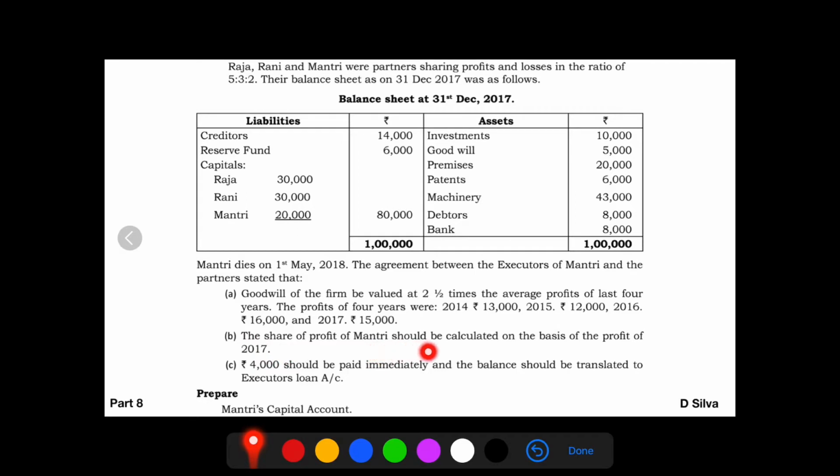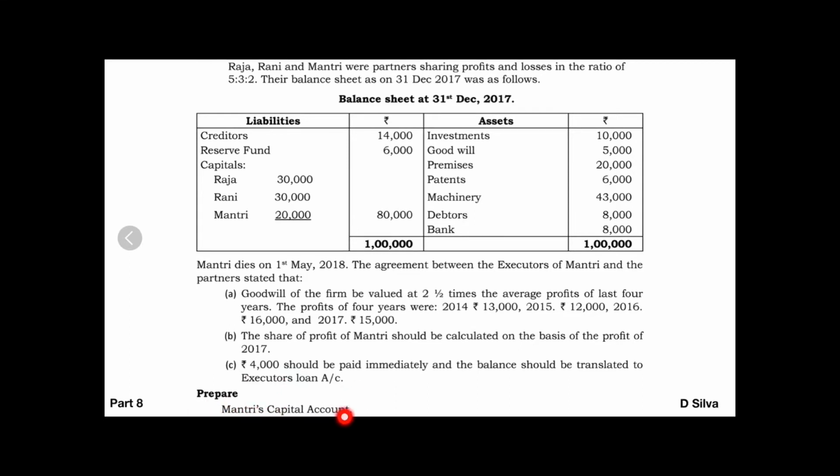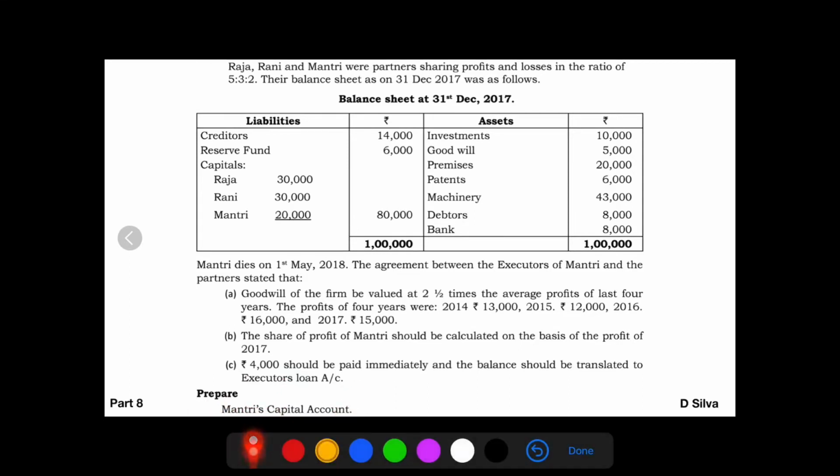The share of profit of Mantri should be calculated on the basis of the profit of 2017. Rupees 4,000 should be paid immediately and the balance should be transferred to executors loan account. Prepare Mantri's capital account. Students, as per the question, we understand that Mantri is the one who is deceased.